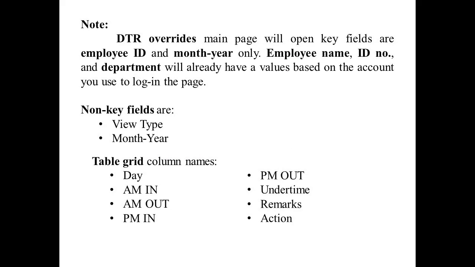Note: DTR Overrides main page will open. Key fields are employee ID and month year only. Employee name, ID number, and department will already have values based on the account you use to log in to the page. Non-key fields are view type, month year, table grid, column names, day, AM in, AM out, PM in, PM out, undertime, remarks, action.